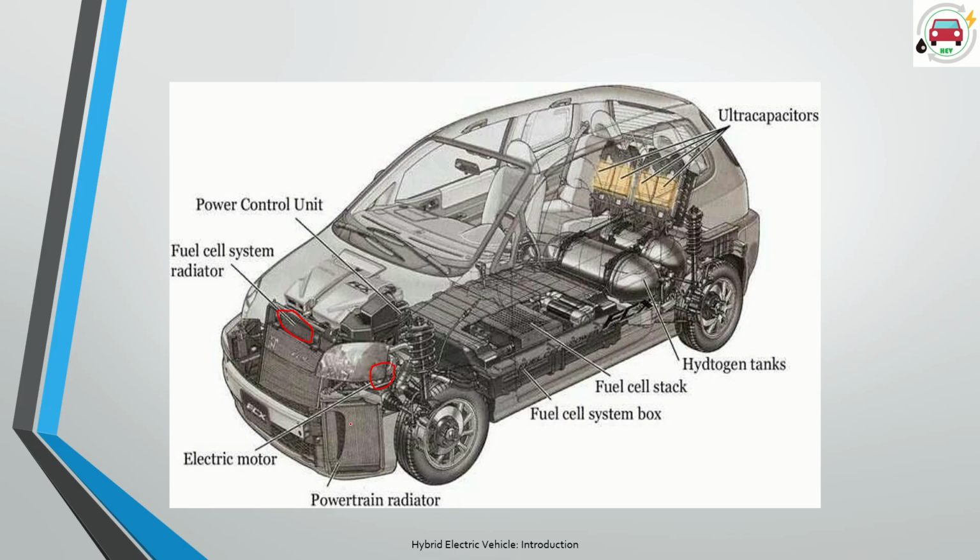Then powertrain radiator is also provided here. Then fuel system box. These are the bulk fuel cells available over here. If we are using the power source as hydrogen for the engine, then these are the hydrogen tanks we are using, and capacitors. Okay, so these are the extra things we are having over here.